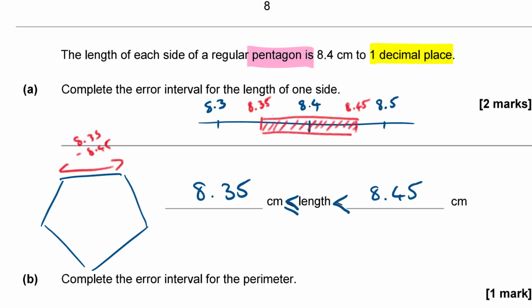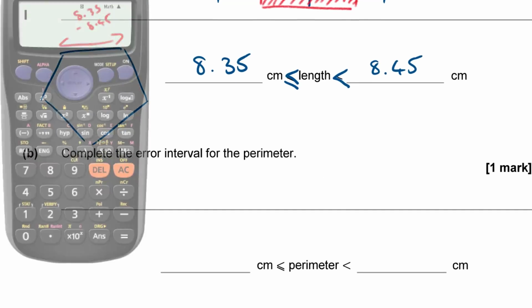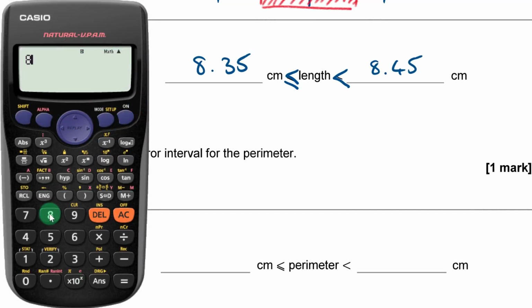So what I need to do then is take the lower limit 8.35 and times that by 5. 8.35 times 5, that gives me 41.75. So that's going to be the lower limit, and then taking the upper limit, 8.45, and timesing that by 5, it's going to give me the upper limit, 42.25.